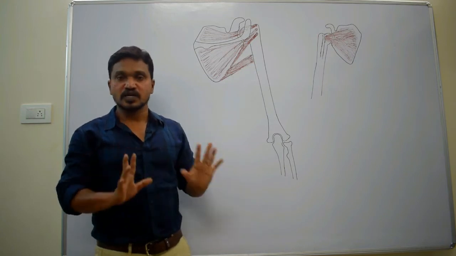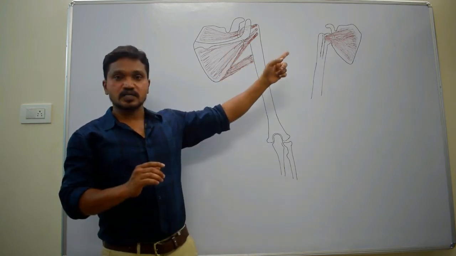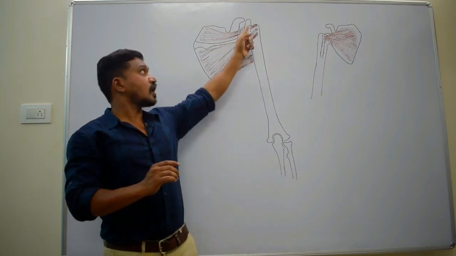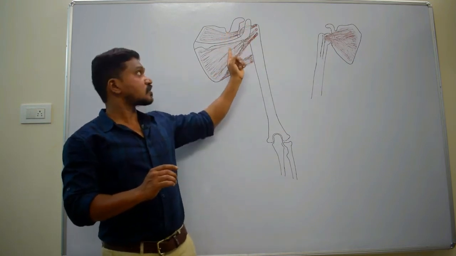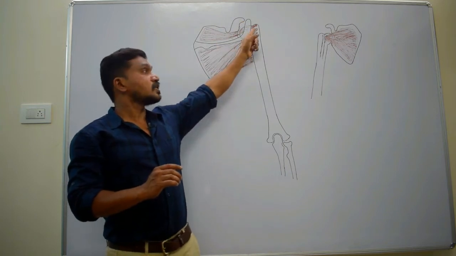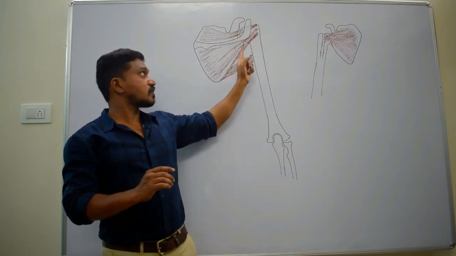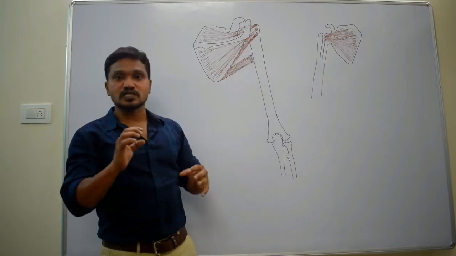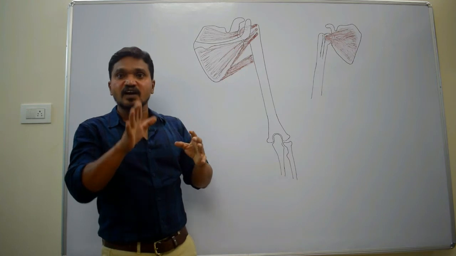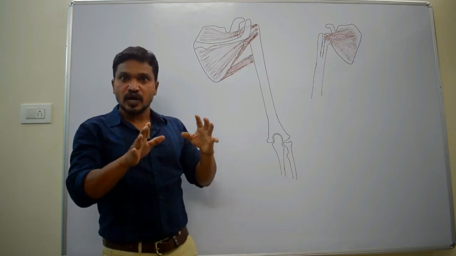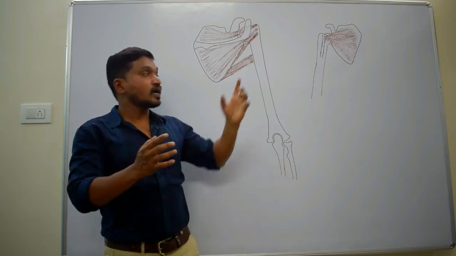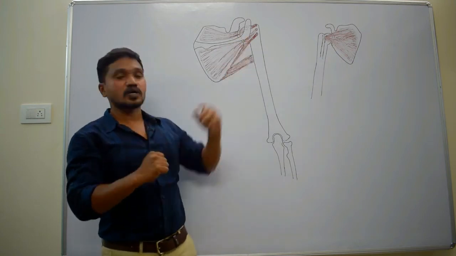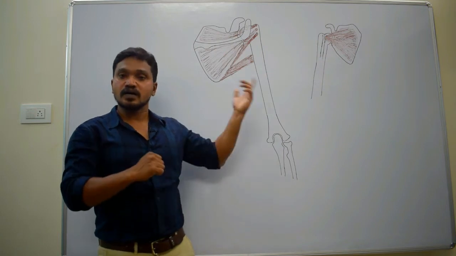Very simple. Rotator cuff muscles are 4. Subscapularis inserts to the lesser tuberosity. Supraspinatus inserts to the upper impression of the greater tuberosity. Infraspinatus inserts to the middle impression of the greater tuberosity. Teres minor inserts to the lower impression of the greater tuberosity. When these muscles are inserting, they become a flattened tendon or fibrous tissue, and they blend with the capsule of the shoulder joint and give strength to the shoulder joint when movements occur.